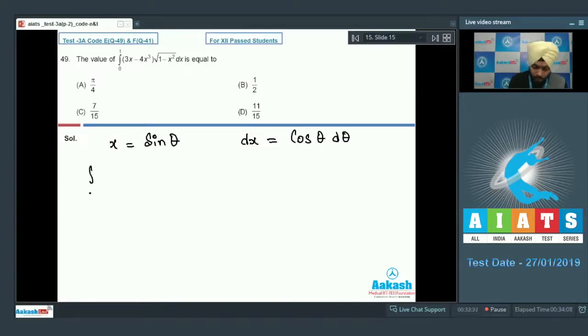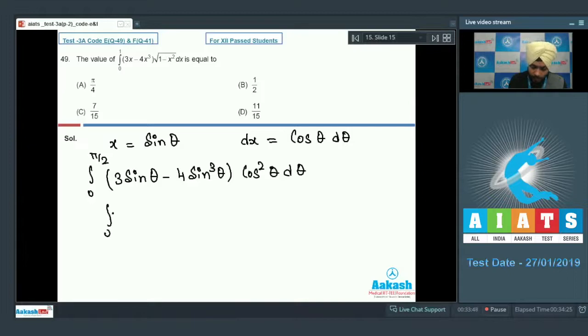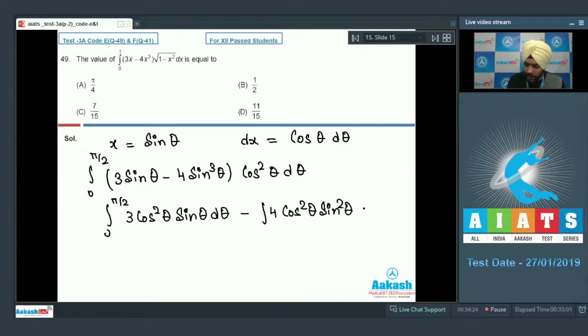Limits will be from 0 to pi by 2. So it is 0 to pi by 2, 3 sine theta minus 4 sine cube theta, multiplied by cos square theta d theta. That is from 0 to pi by 2, 3 cos square theta into sin theta d theta minus 4 cos square theta into sin square theta into sin theta d theta. That is ultimately sin cube theta. Okay, from 0 to pi by 2.